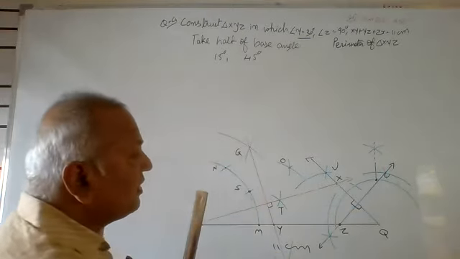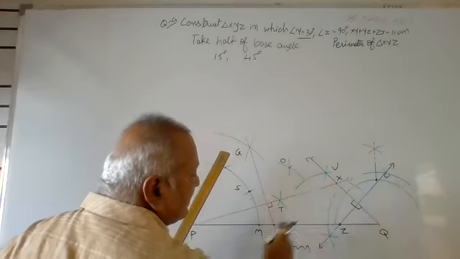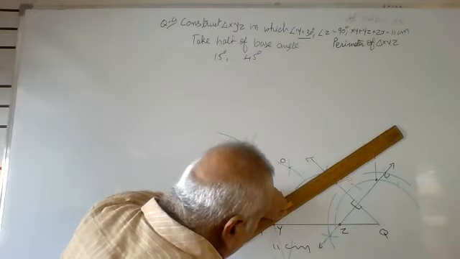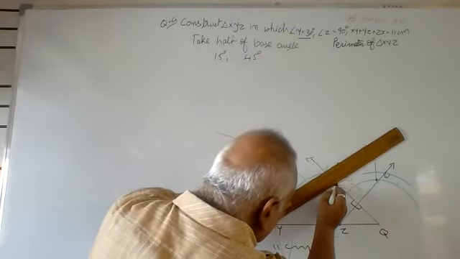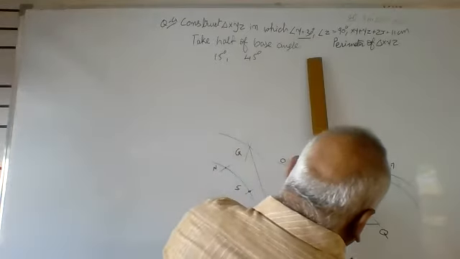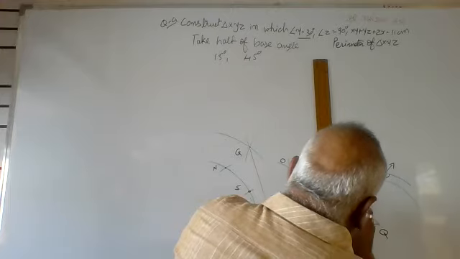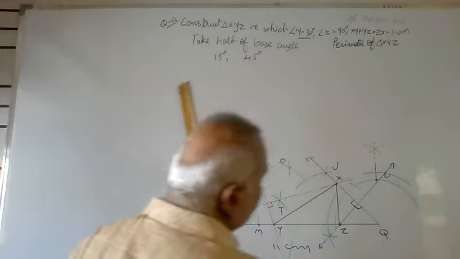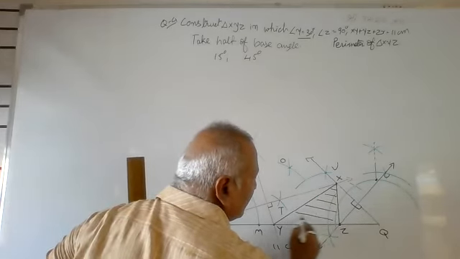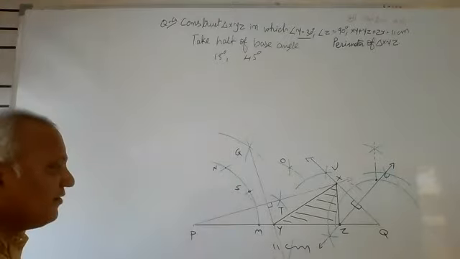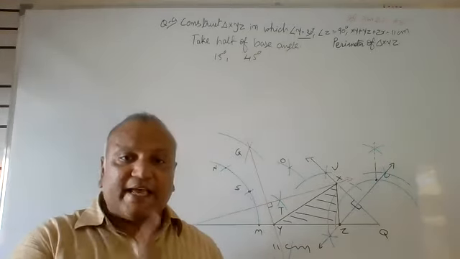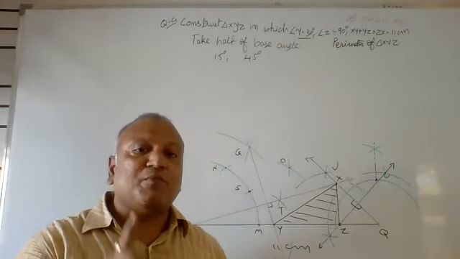Now we have to join X and Y, and then join X and Z. You can see this black triangle is our required triangle. Friends, you must not erase the arcs. Arcs must remain as they are, otherwise your marks will be cut.